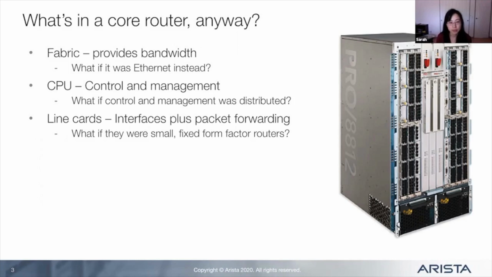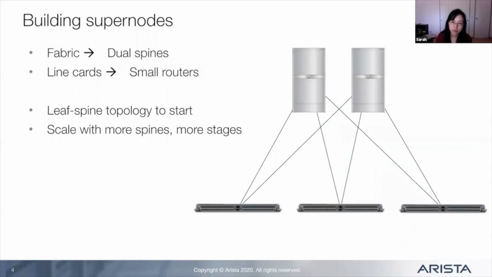So let's think about what if the fabric is just Ethernet? What if the control and management plane was distributed? And what if the line cards are small fixed form factor routers? Then it becomes our supernodes.